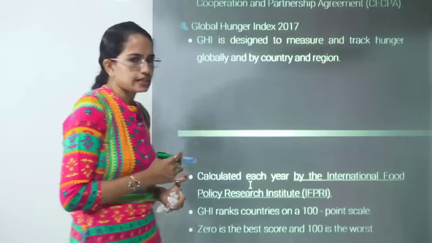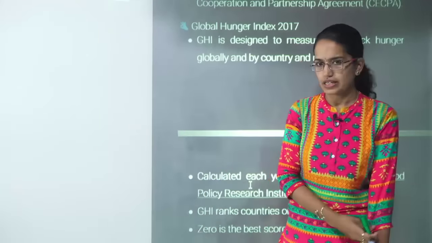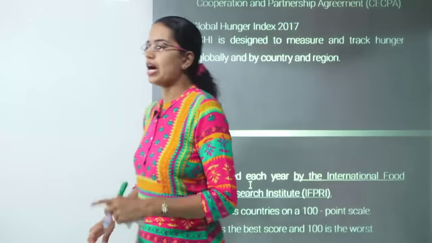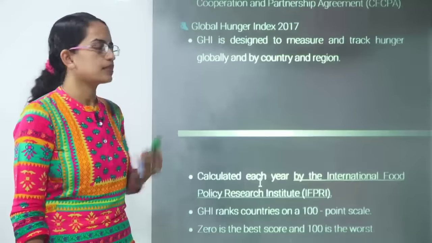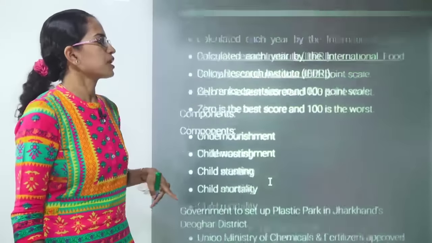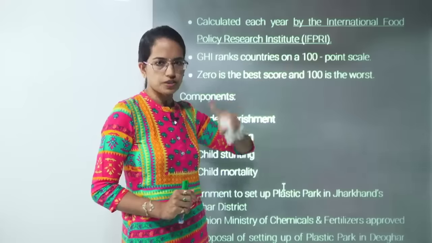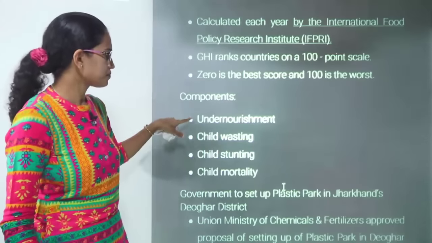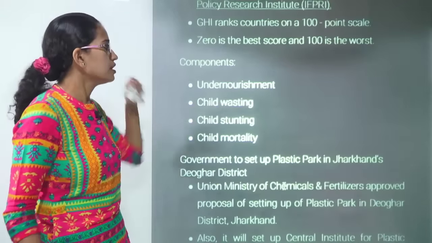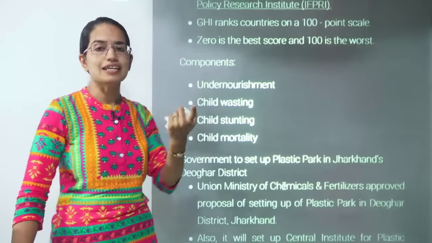Two important indexes that we would be discussing. The first is the hunger index. In 2017 it was released. Under indexes, what is important is the parameters that have been taken into account and who has released the index. This has been released by the International Food Policy Research Institute, first thing. The next thing is, what are the components? On this scale, if it is 0, it is the best, and if it is 100, it is the worst.